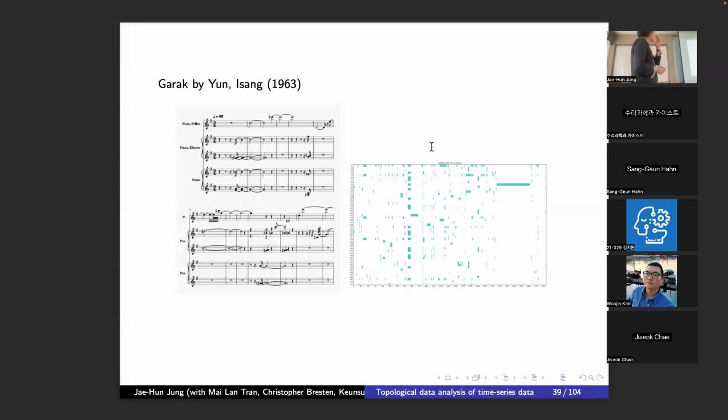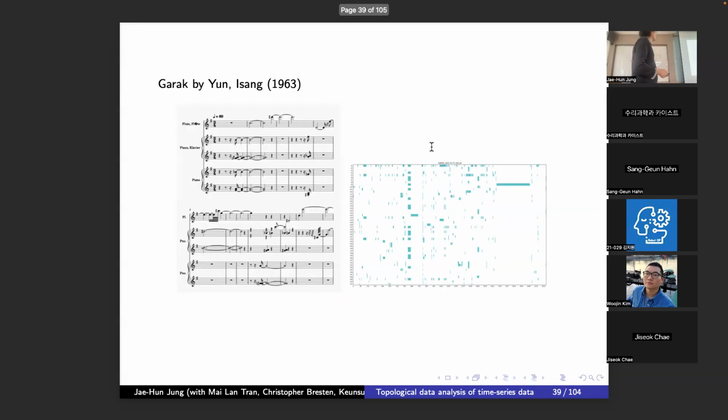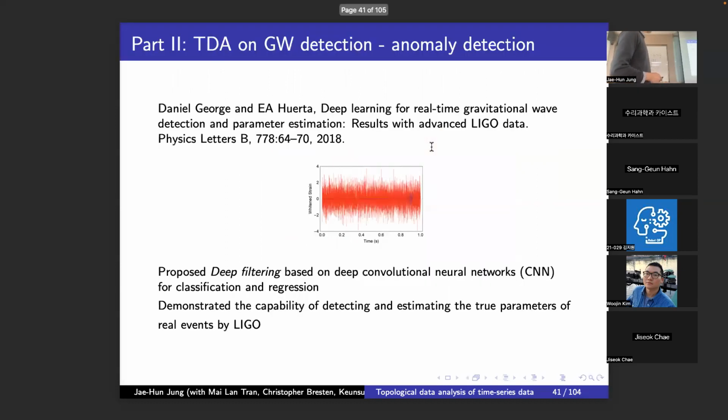I don't explain this today, but once you find this overlap matrix, this is basically a composing principle. Then you can train the machine with this composing principle and generate AI music. We generated AI music and added two music concerts, one in Pohang and one in Seoul. Now this is part 2, but I'm going to skip part 2.